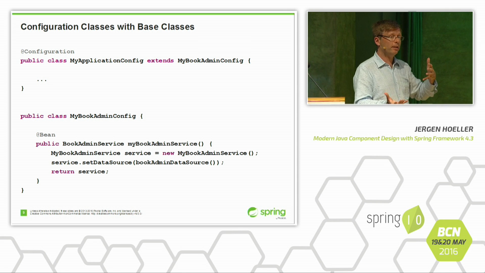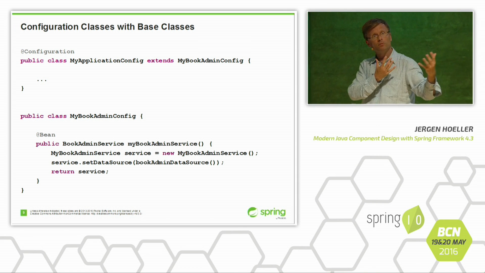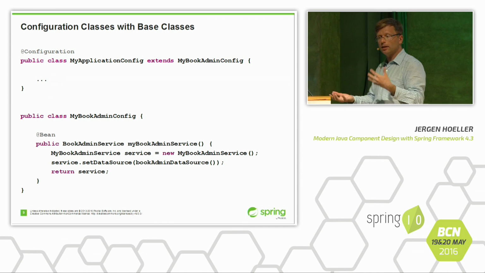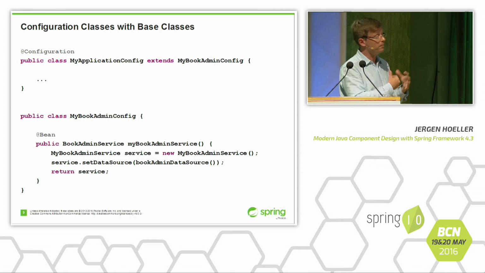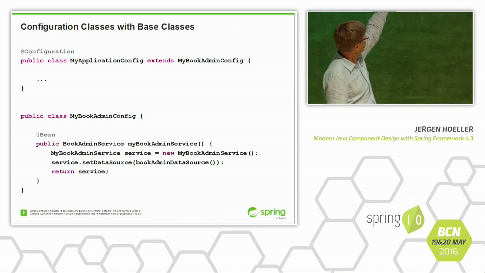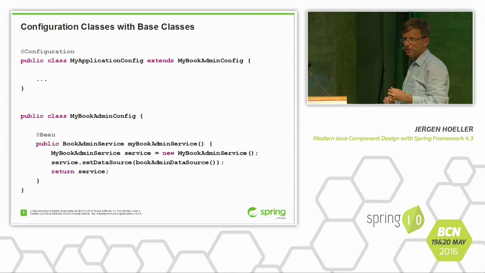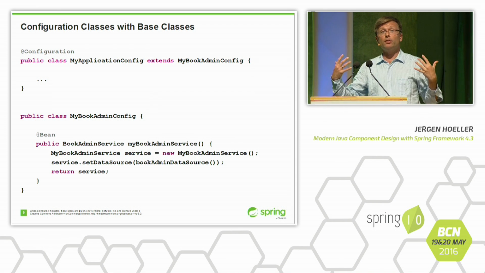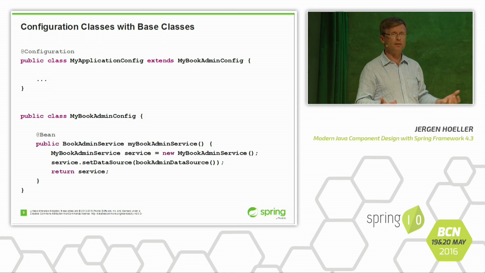You could also have an abstract base class, kind of a configuration fragment, maybe with some abstract methods that the other method implementations refer to. You should actually do this here since there's a bookAdminDataSource reference, so this is a little incomplete. There has to be a declaration for bookAdminDataSource here. In any case, there are no really special rules applied here. This is standard Java language semantics.